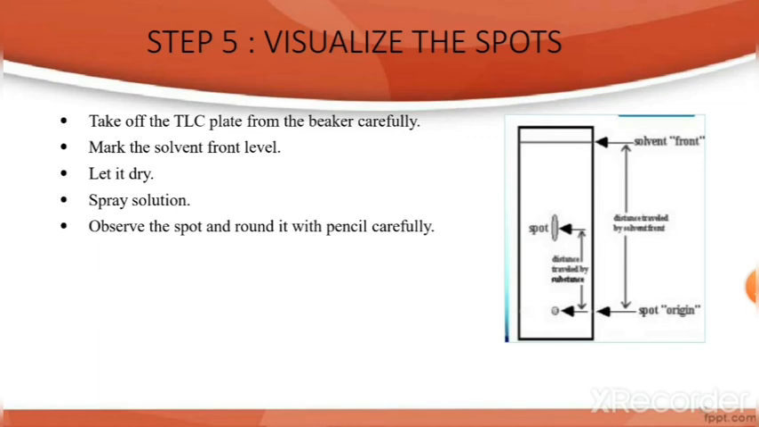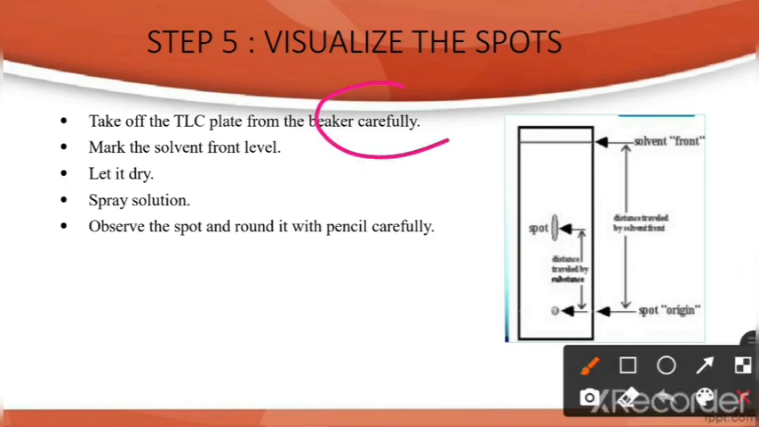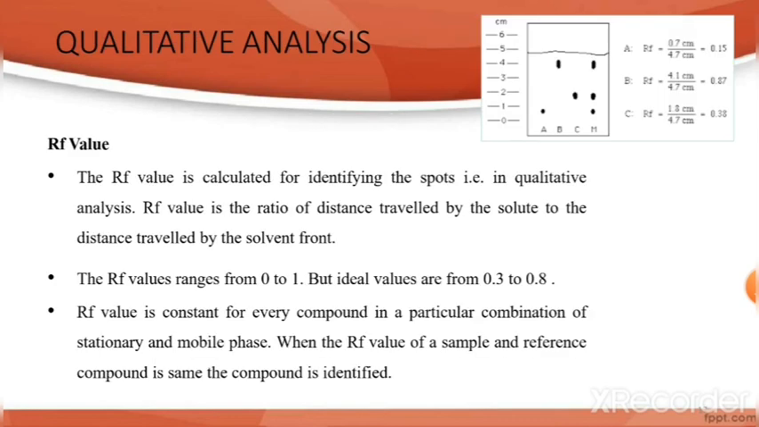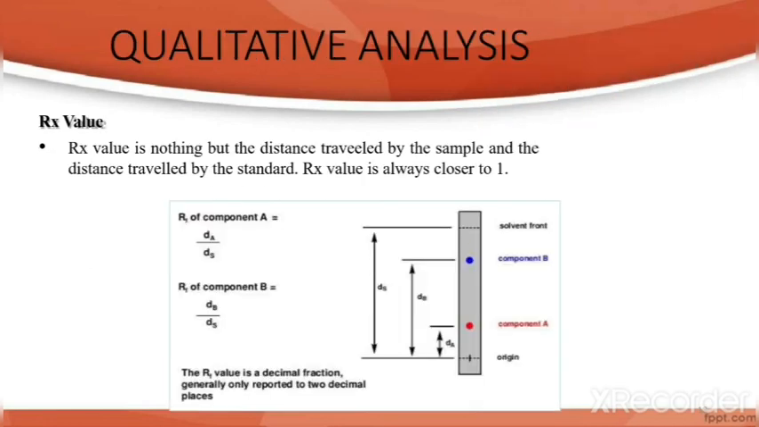Now visualization of the spots. After some time we have to take the TLC plate out of the beaker very carefully, mark the solvent front line on the TLC plate and let it dry. Spray the solution, whatever solution we are going to use, for example ninhydrin solution for amino acids, then observe the spots and mark around them with a pencil carefully. And then we can go for the calculation of the Rf value. Now we can do qualitative analysis using the Rf value.